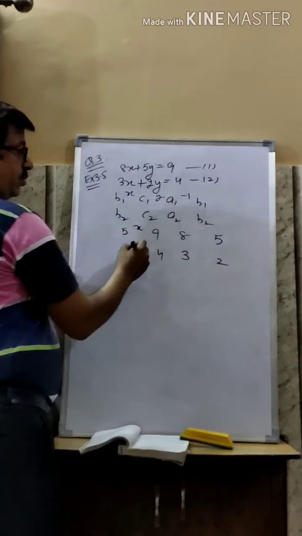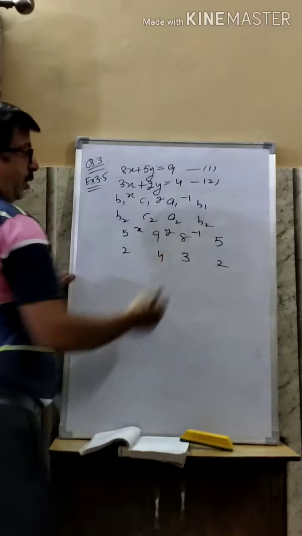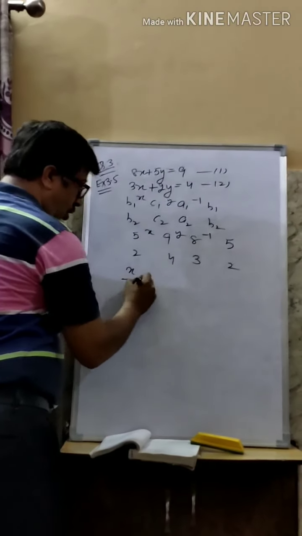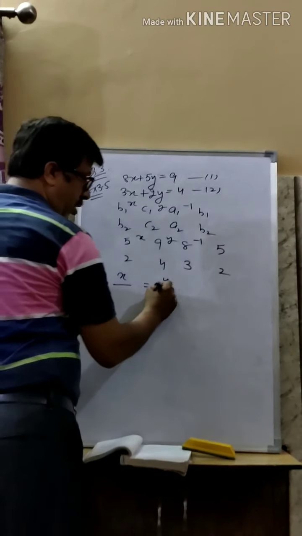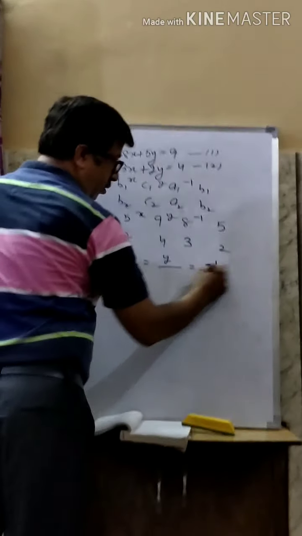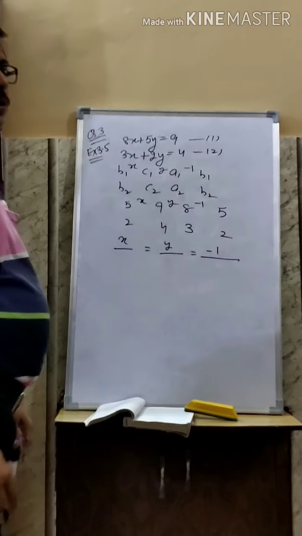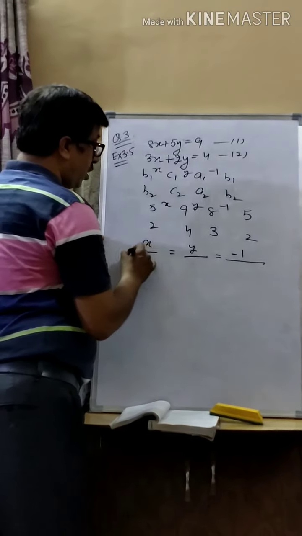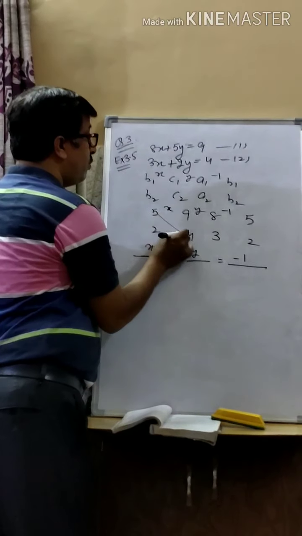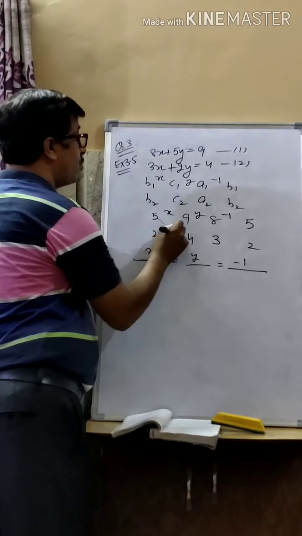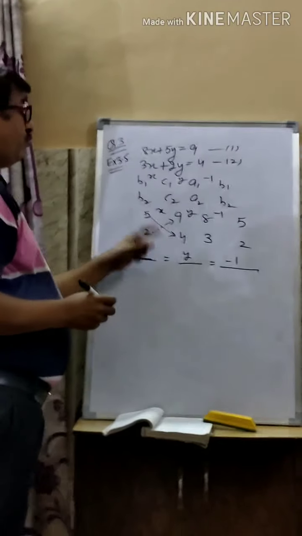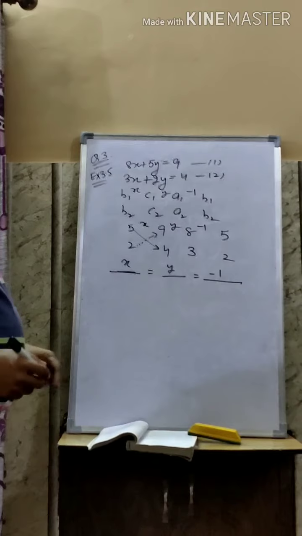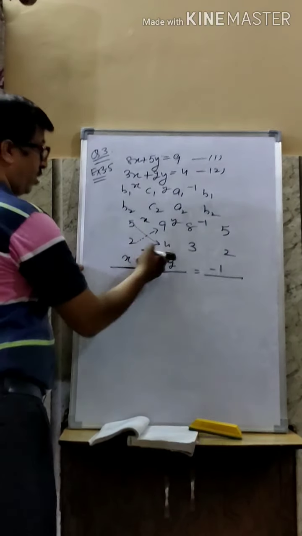So x, y, minus 1. So what do you say? x upon, y upon, and this is minus 1 upon. So what's the next step? Very simple. x upon, it means you multiply this 5 into 4, and then this is dotted, it means dotted later on. First multiply this top to bottom, then bottom to top, in this way. So 5 into 4, this is the method.